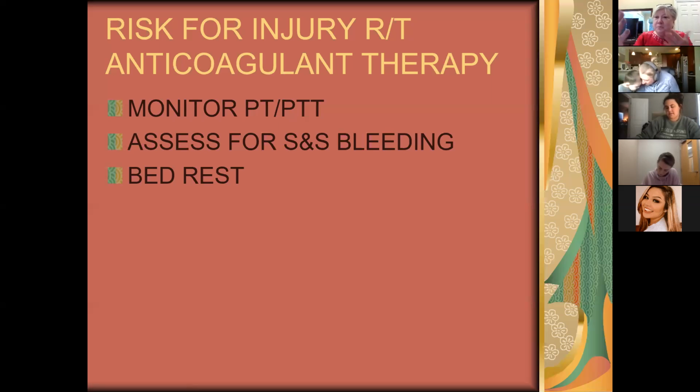You've got to make sure your blood tests go together. A PTT is about a patient on heparin. A PT is about a patient on warfarin. They have to be the right drug with the right lab tests. They have to go together.